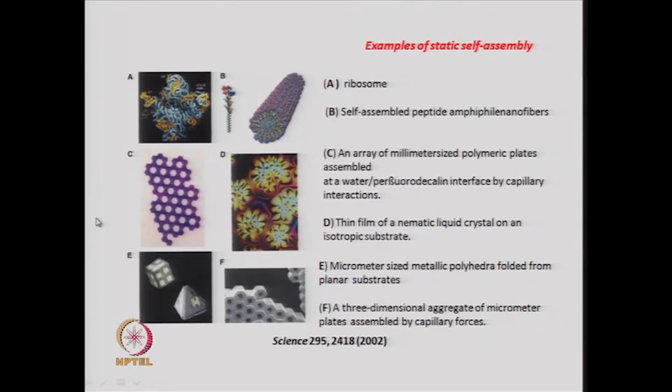So, these are some examples of static self assembly. This is in our body, the ribosome. A ribosome is very important, that is where proteins are synthesized, and you can see it is a self assembled structure with a very important function based on this self assembled structure. This is another, a polypeptide which has been self assembled from some nanofibers.